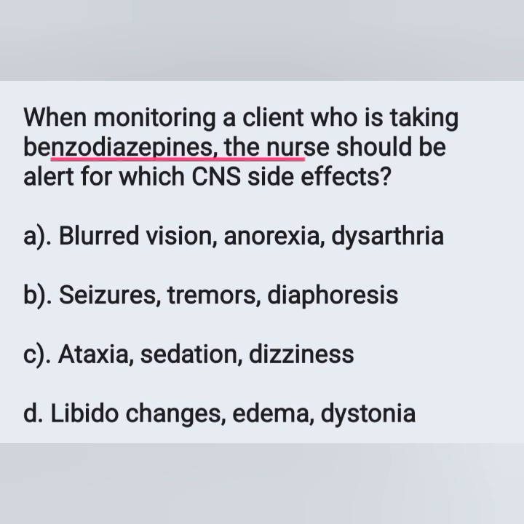When monitoring a client who is taking benzodiazepine, the nurse should be alert for which CNS side effect? Options. Option A, blurred vision, anorexia, dysarthria. Option B, seizures, tremors, diaphoresis. Option C, ataxia, sedation, dizziness. Option D, libido changes, edema, dystonia.